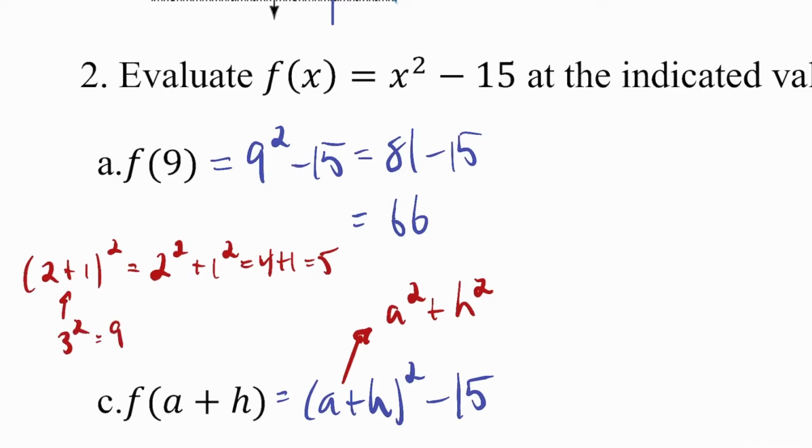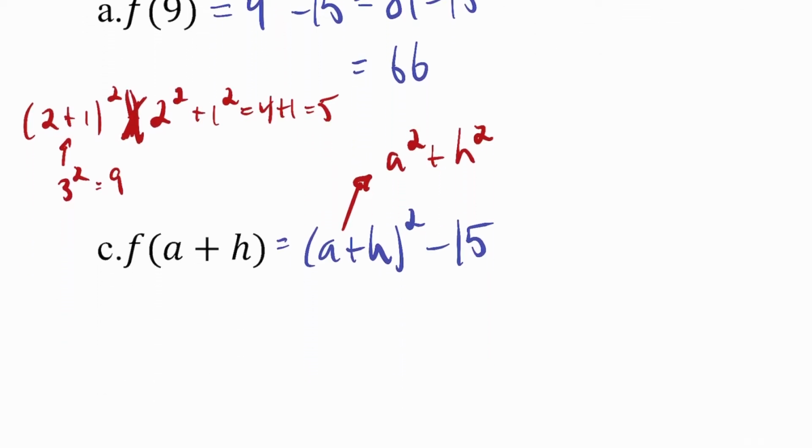So 3 squared is 9, and of course, 9 and 5 are not equal. So somewhere in here, there's a mistake. And the mistake is that these two things are not equal. 2 plus 1 in parentheses squared is not 2 squared plus 1 squared. It simply does not work. It kind of looks like a good idea, it makes a certain kind of sense, but it is simply incorrect.